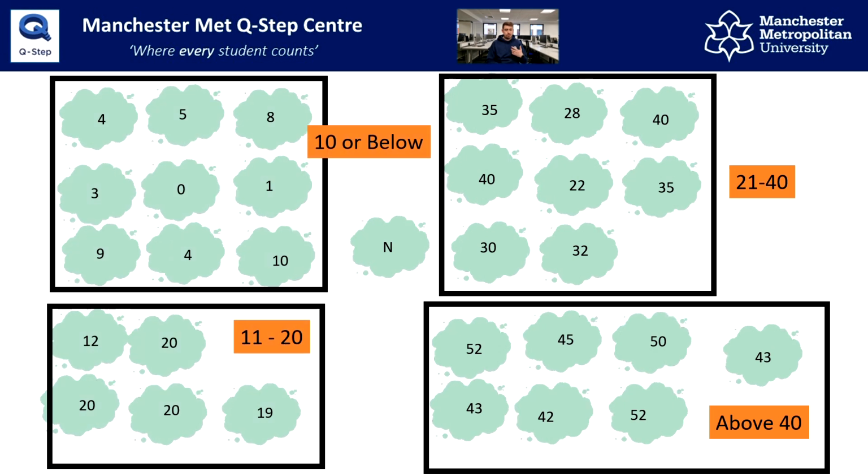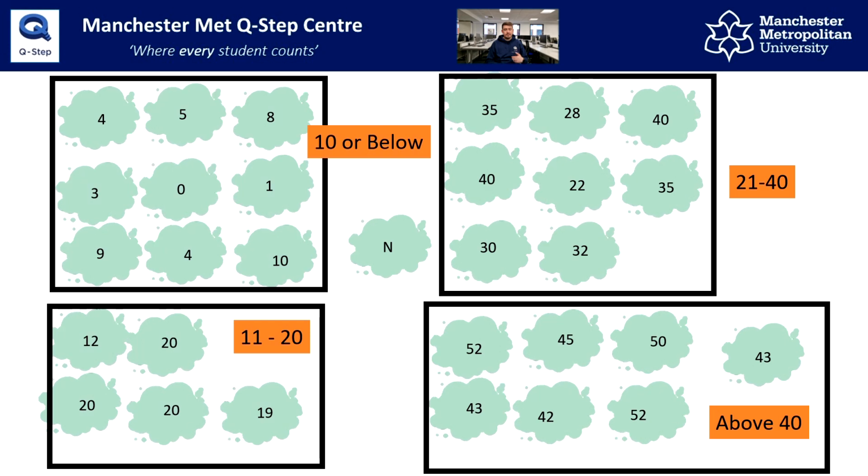Let's break it down even more. We can break it down and put as many categories as we like. So now we've got 10 or below, 11 to 20. And essentially the number of categories you can create, the list can go on.